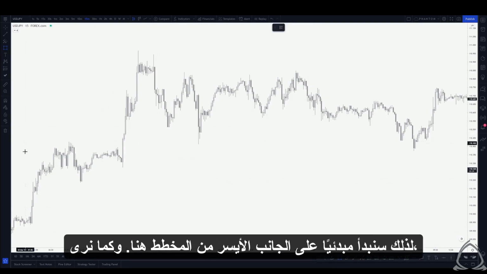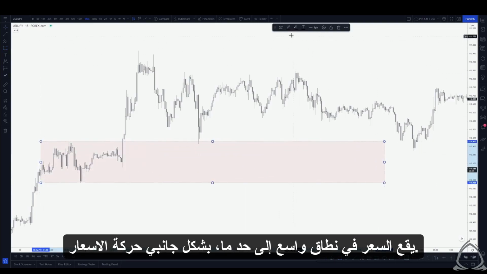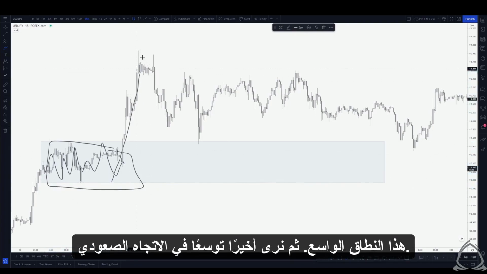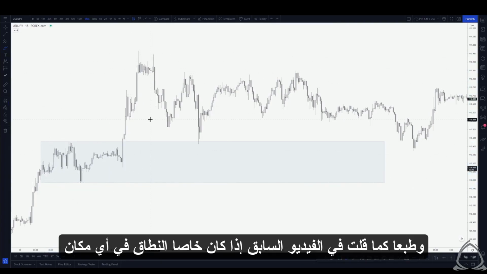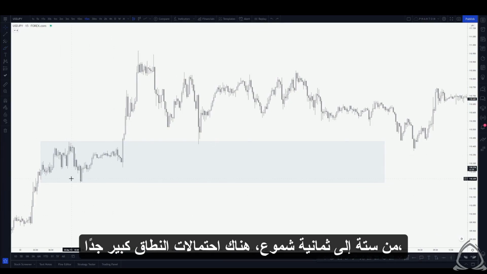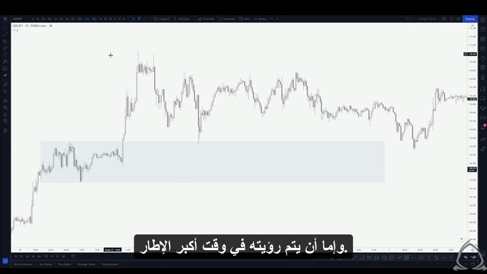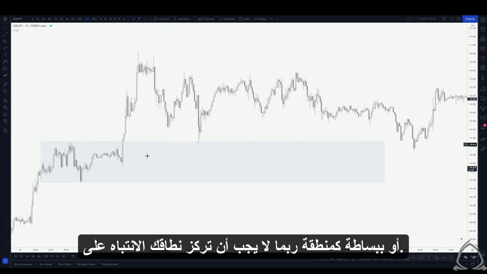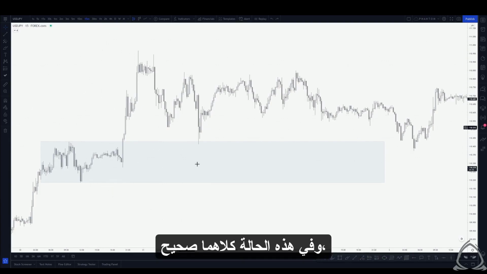So we'll start initially on the left side of the chart here. And as we can see, price is caught in a fairly large range, sideways price action. Price is caught between a high and a low, and price really isn't moving outside of this large range. And then we finally see an expansion to the upside. Now, of course, like I said in the previous video, if the particular range is over anywhere from 6 to 8 candles, chances are that range is too large and is either going to be seen on a larger time frame or simply as a zone that maybe you shouldn't be focusing your attention on. And in this case, both are true.